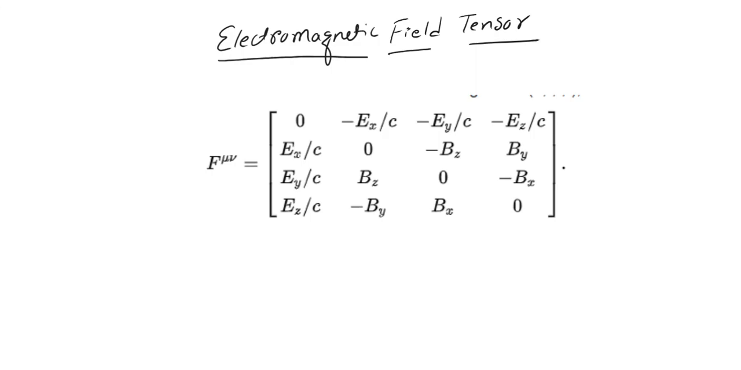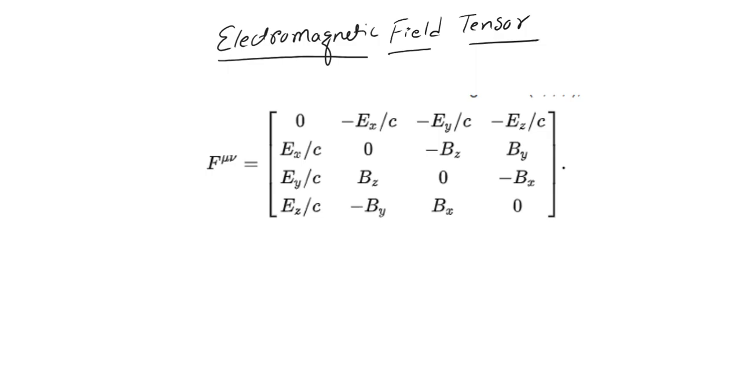So in this video, we're going to talk about the electromagnetic field tensor. As you can see, the form of the electromagnetic field tensor in matrix form is already available in front of you on the screen. In this video, we're going to see how this F, our electromagnetic field tensor, is derived, what the derivation behind it is.